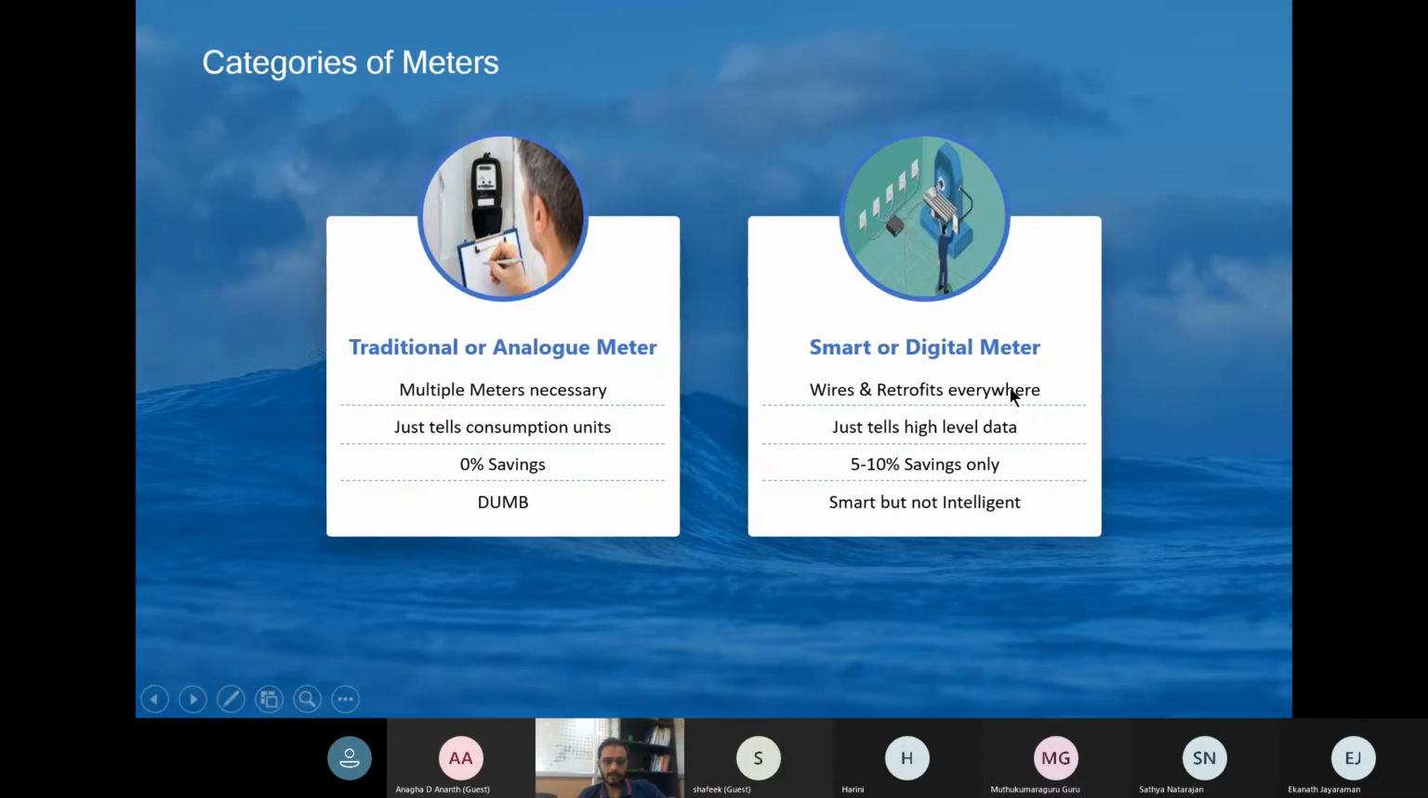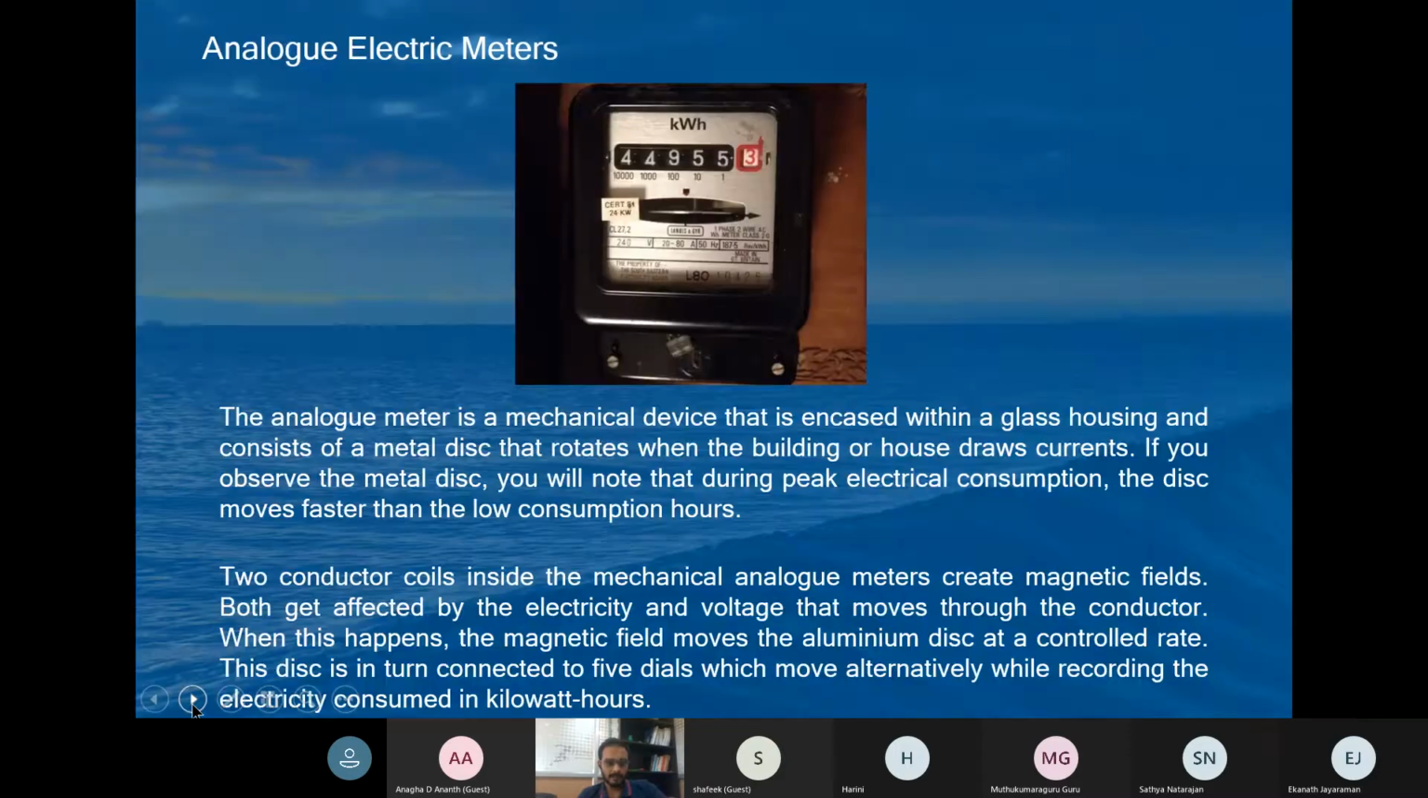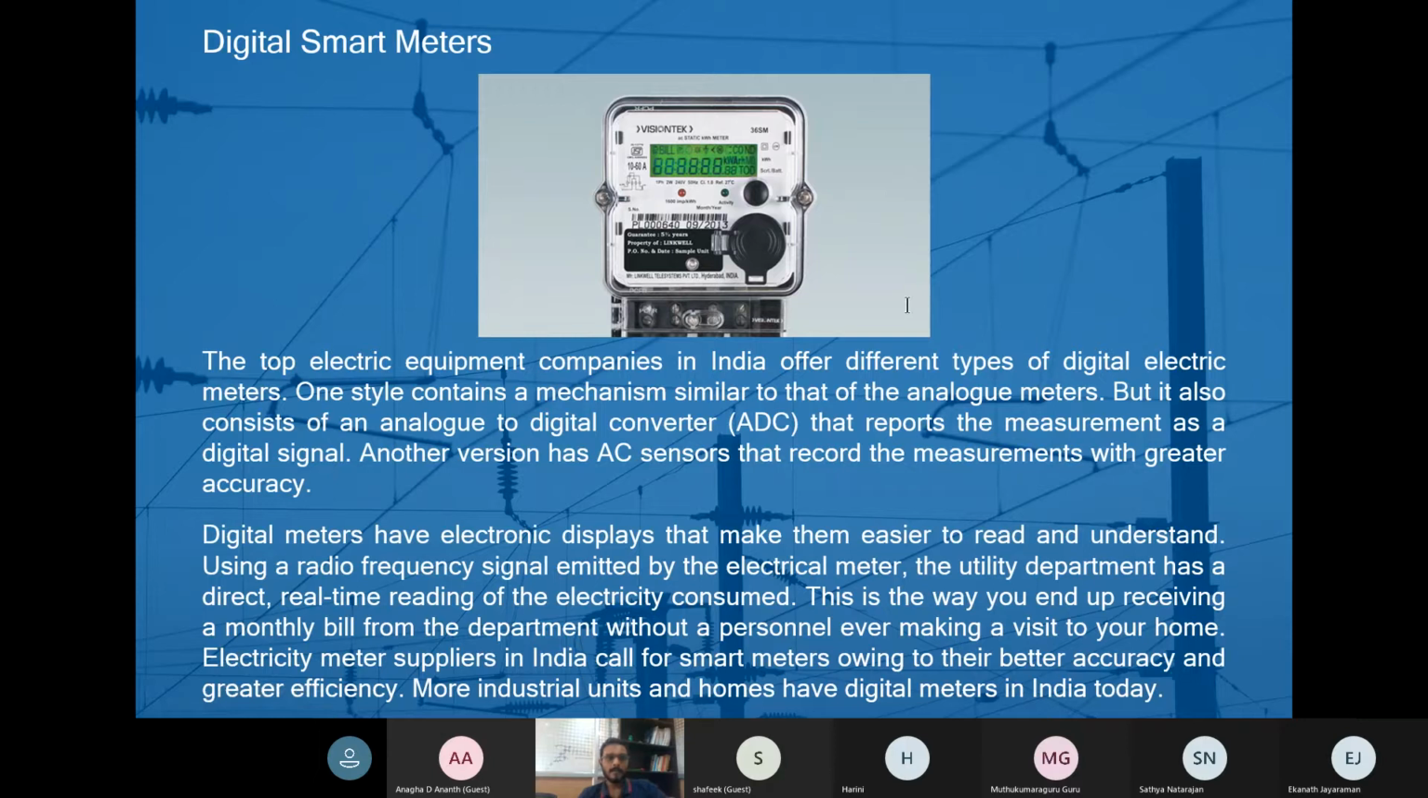So coming to smart and digital meters, the top electric companies in India offer different types of digital electric meters. One style contains a mechanism similar to the analog meters, but it also consists of an analog to digital converter, that is ADC, that reports the measurement in terms of a digital signal. Another version uses AC sensors that record the measurement with greater accuracy. Digital meters have an electronic display that makes them easier to read and understand.